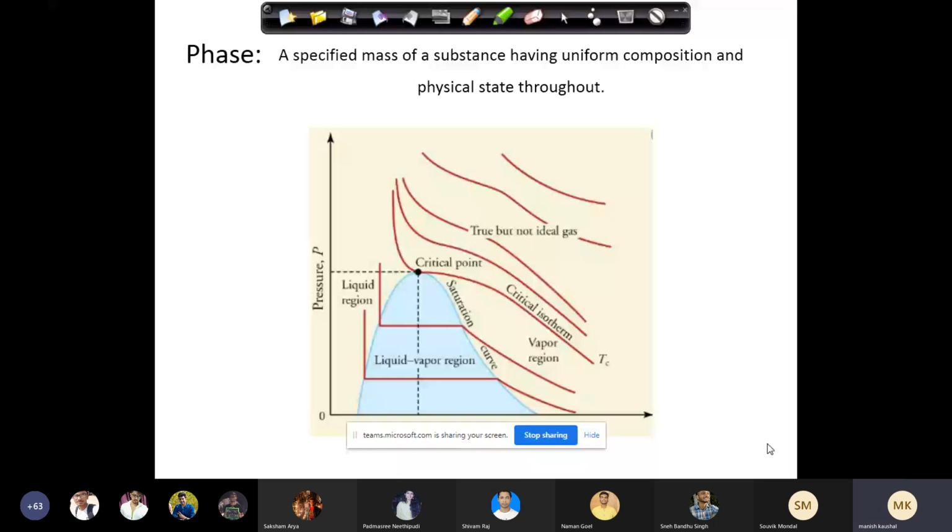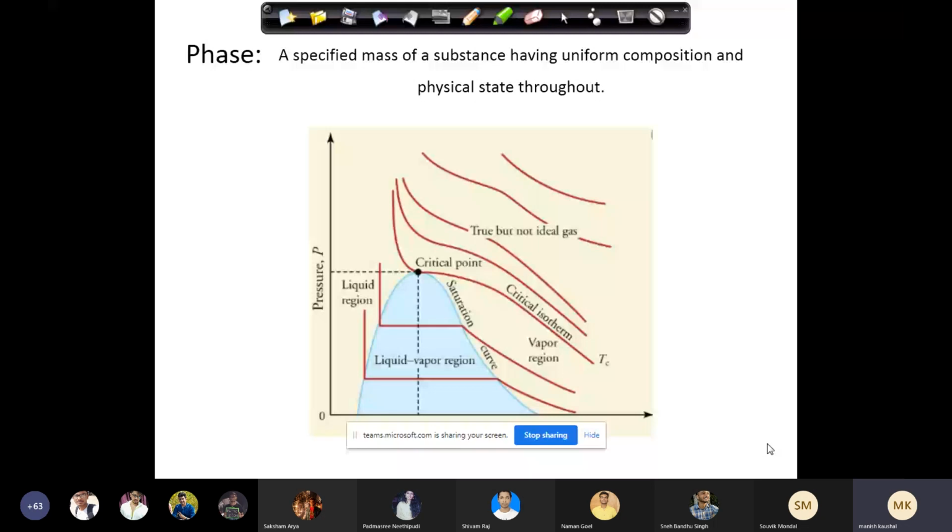So we started with this phase diagram of a pure substance, and you now understand what a pure substance is. It's a single chemical species whose chemical structure is uniform throughout. And phase means a specified mass of substance having uniform composition. It may be a multi-component system, like the ethanol and water example, but its physical state is uniform and its composition is uniform throughout that phase.